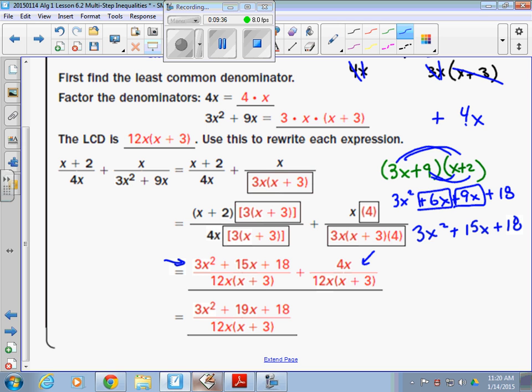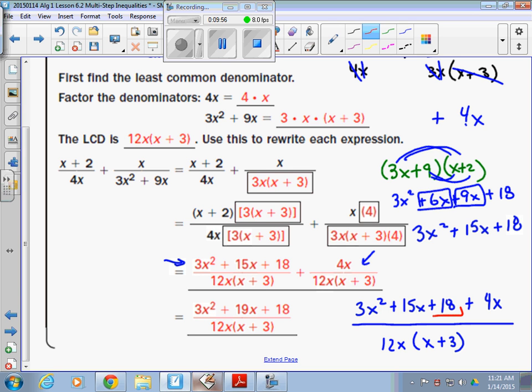So what you do is you take the numerator's 3x squared plus 15x plus 18, and you're adding 4x to it, and all of it is over 12x times x plus 3. And you combine what you can combine. You can combine 15x and 4x. And notice we get 19x there. So 3x squared plus 19x plus 18 over 12x times x plus 3, and that's your simplified answer.